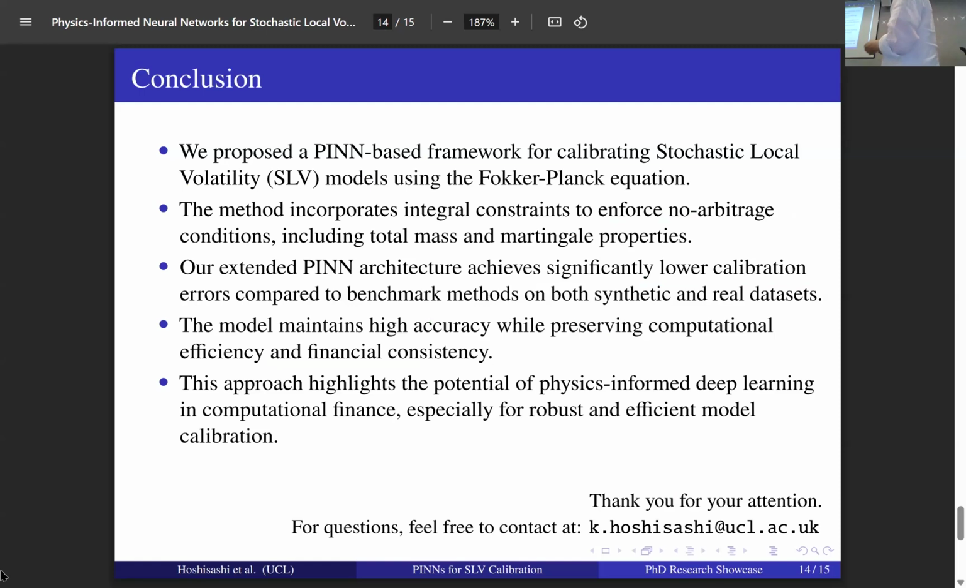So this is the conclusion. We propose a PINN-based framework for the calibration of stochastic local volatility models using the Fokker-Planck equations. The method integrates constraints on the total mass and the martingale property, which are related to the no-arbitrage conditions. And our extended PINN architecture achieves lower calibration errors compared to benchmark methods on both synthetic and real data sets.